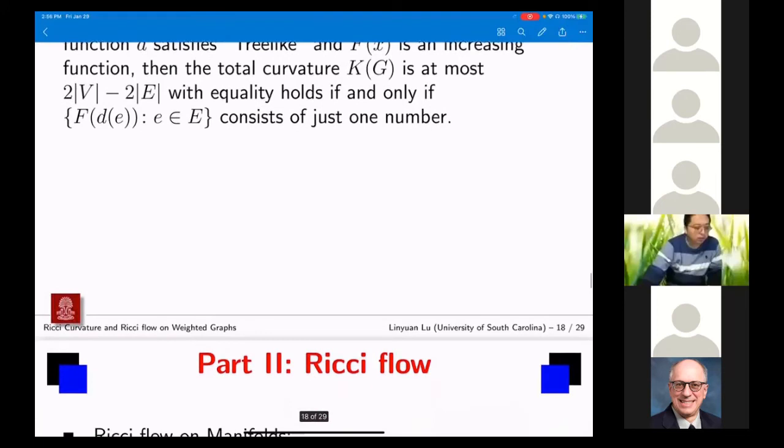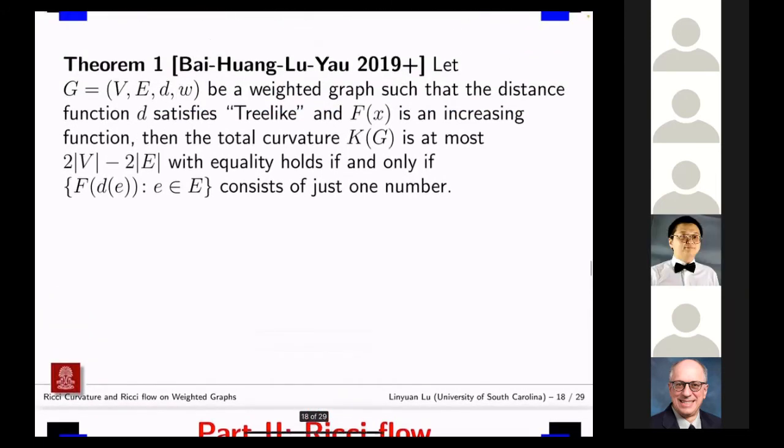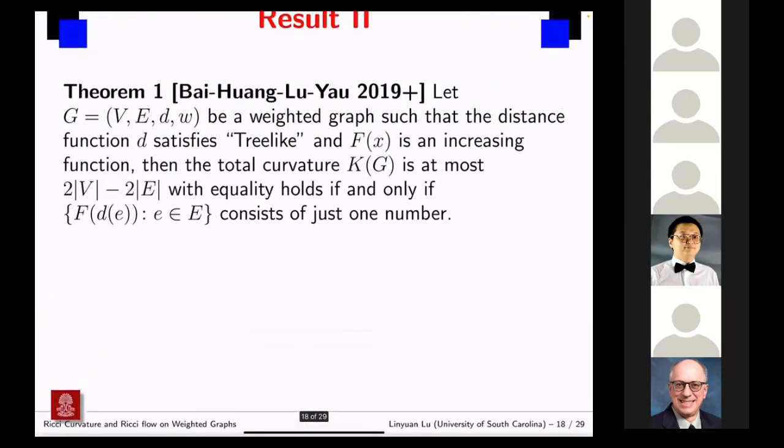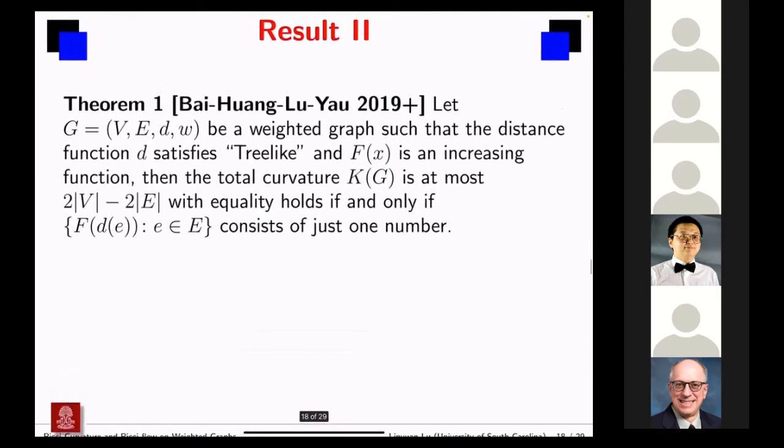So I have a quick question. For this kind of total curvature, do you compare the curvature with the entropy? No, we didn't think about that. If you had the original problem, this problem is really motivated by Huang's physicist friends.